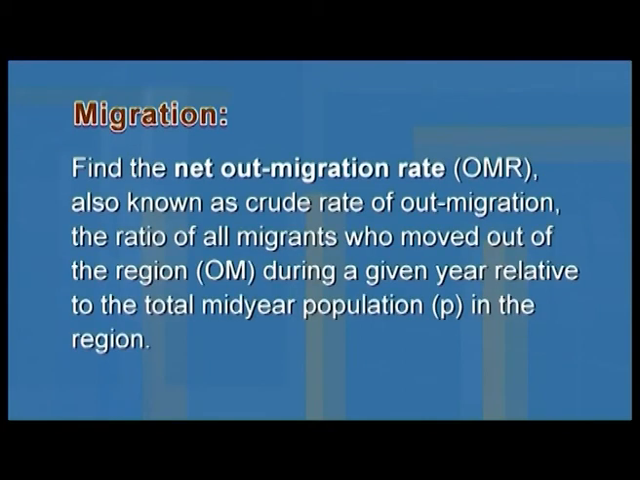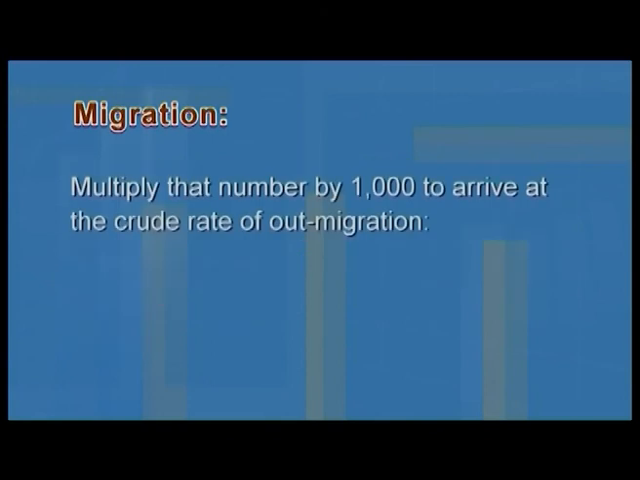Find the net out-migration rate, also known as the crude rate of out-migration: the ratio of all migrants who moved out of the region, OM, during a given year relative to the total mid-year population P in the region. Multiply that number by 1000 to arrive at the crude rate of out-migration. OMR is equal to OM by P into 1000.